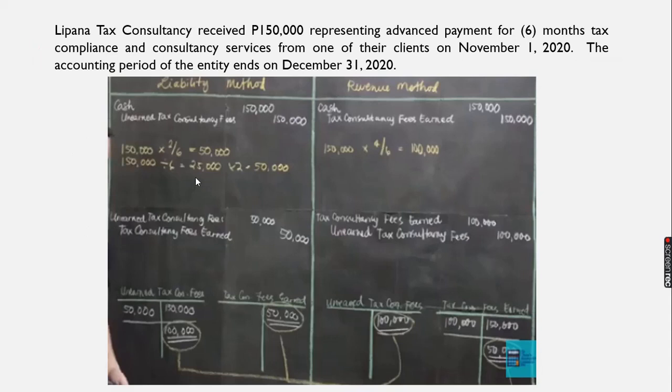And let's take another example. Lipana Tax Consultancy received 150,000 representing advance payment for 6 months tax compliance and consultancy services from one of their clients on November 1, 2020. So, the accounting period of the entry ends on December 31. Okay?